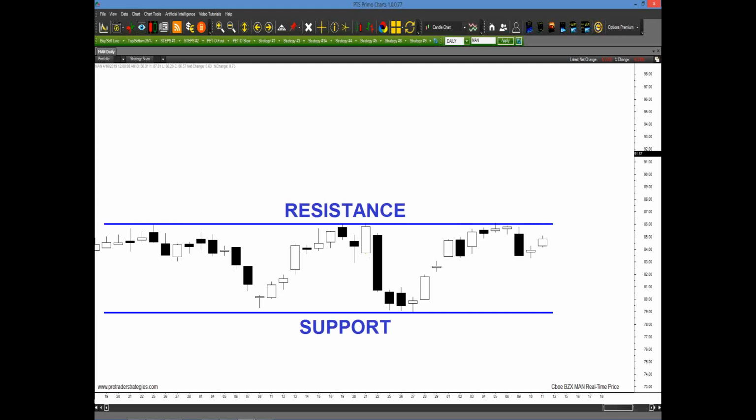I can either step aside and not trade this, or wait till it breaks out, or maybe take advantage of buying at the support and selling at the resistance. So let's say you decide to sell right there, thinking that it's going to come all the way back down here, then you'll cover and buy again, and then this happens.